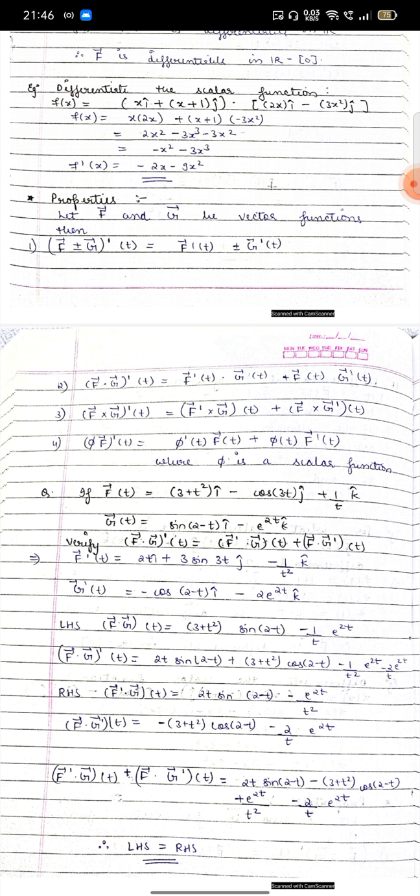Then f' · g(t) + f · g'(t) = 2t sin(2 − t) − (3 + t²) cos(2 − t) + e^(2t)/t² − (2/t) e^(2t). Therefore LHS equals RHS.